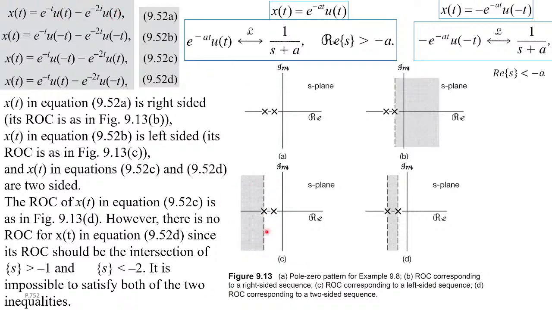And if the ROC is the leftmost part, then it's going to be the left-sided function. So it should be this minus t1. And if it's in the middle, then it's some weird 2-sided function. And also in this example, we see that sometimes the function just doesn't have a ROC. It corresponds to nothing.